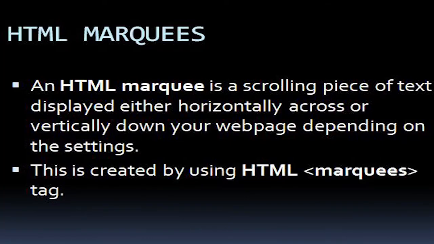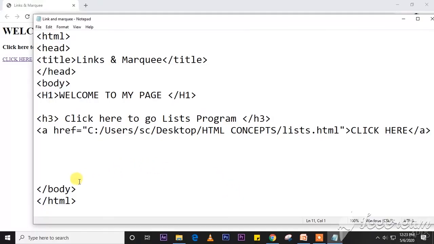And our last topic is HTML marquees. A HTML marquee is a scrolling piece of text displayed either horizontally across or vertically down your web page depending on the settings. This is done using the marquee tag. Now we are going to discuss the marquee tag, our last topic of our lesson.